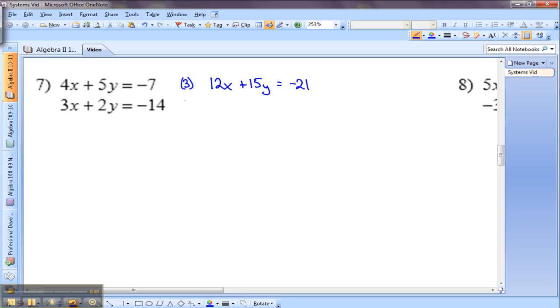And we will multiply our second equation by 4, which will give us 12x plus 8y equals negative 56. This gives us 12 for both of our coefficients of x. Because they have the same sign, both being positive, we are going to have to use subtraction to eliminate our x term.